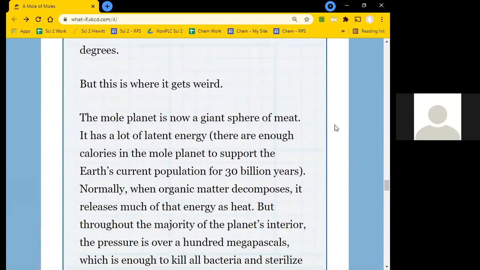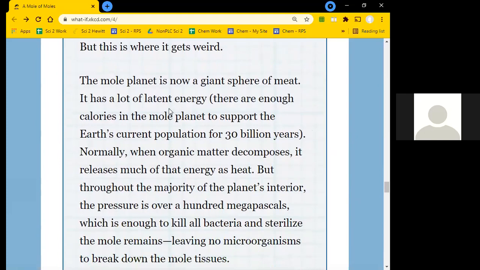The mole planet is now a giant sphere of meat. It has a lot of latent energy. There are enough calories in the mole planet to support the Earth's current population for 30 billion years. 30 billion years, which is about how long it would take you to count up to one mole if you counted a million numbers per second.